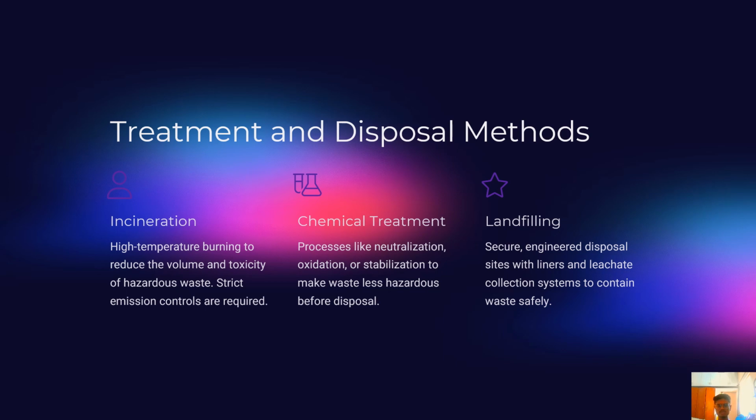Treatment and disposal methods. Incineration. High temperature burning to reduce the volume and toxicity of hazardous waste. Strict emission controls are required. Chemical treatment. Processes like neutralization, oxidation, or stabilization to make waste less hazardous before disposal. Landfilling. Secure engineered disposal sites with liners and leachate collection systems to contain waste safely.